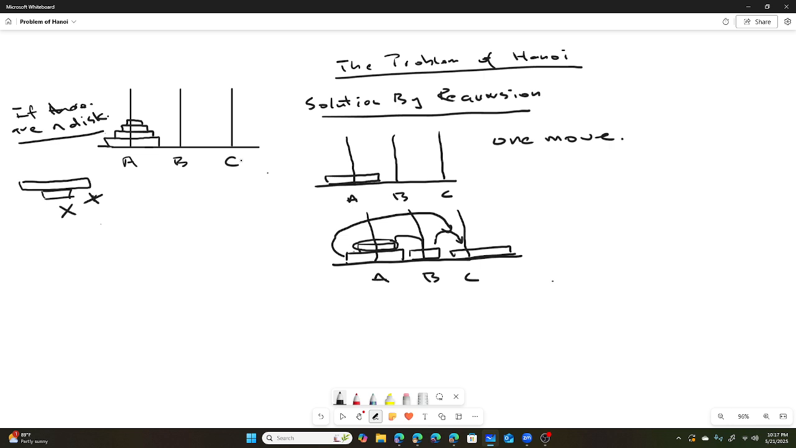So how many moves is that? From A to B, that's one move. From A to C, that's one move. And then from B to C is one move. So it would be how many moves? Three moves.